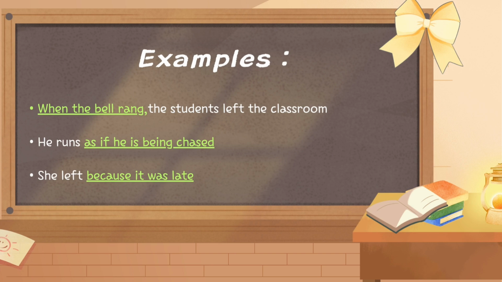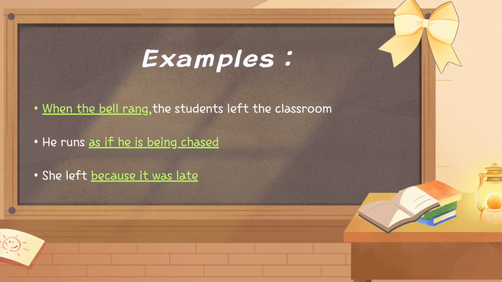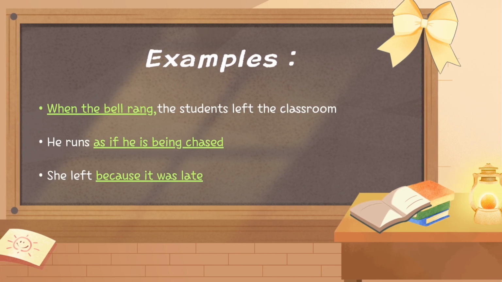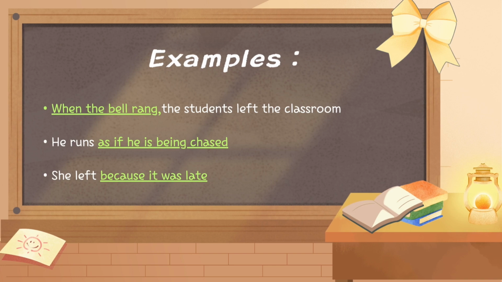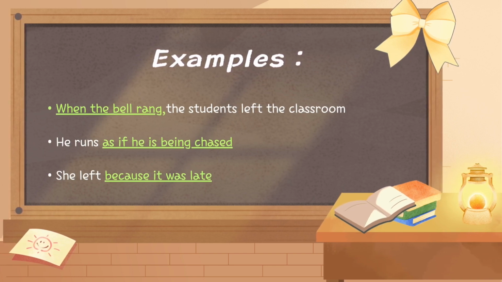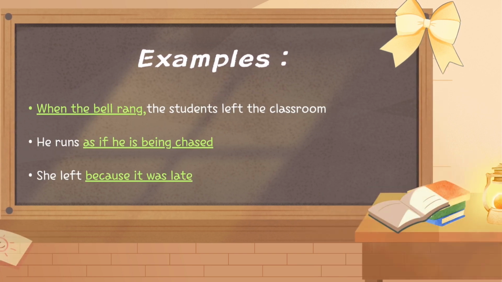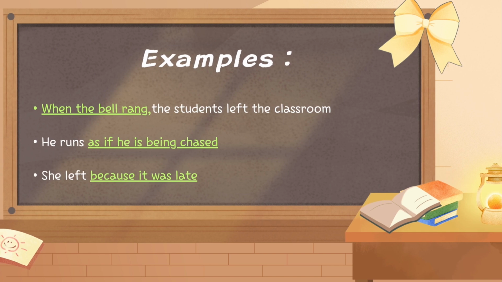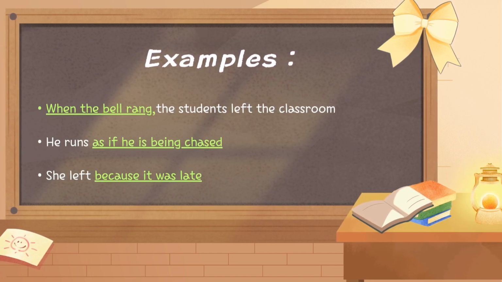And the next, an example for the adverbial clause of cause and effect. This clause explains the reason behind an action. For example, she left because it was late. In the sentence, because it was late provides the reason for her departure. It modifies the verb left by explaining why she left. Adverbial clauses can really spice up your sentences and keep your audience engaged.